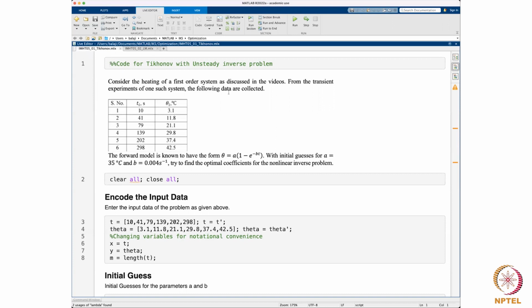We are going to repeat the same unsteady inverse problem that we did the last time. Remember, we had a first order system which had some heat generation within it, and of course it was losing heat via convection, and we had collected temperatures at various time points, like at 10 seconds the temperature deficit, T minus T infinity, is 3.1, and so on and so forth. And we already knew that the forward model had the form theta equal to A times 1 minus e to the power minus Bt.